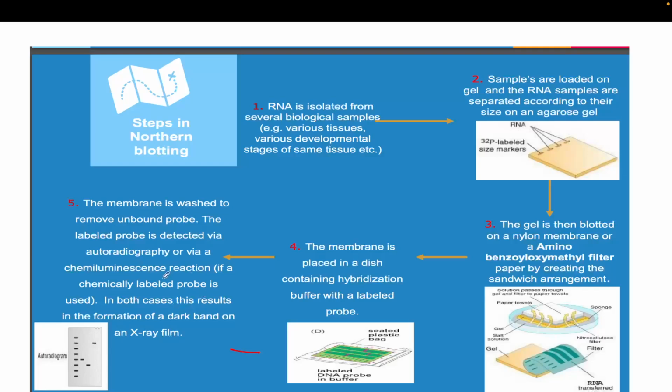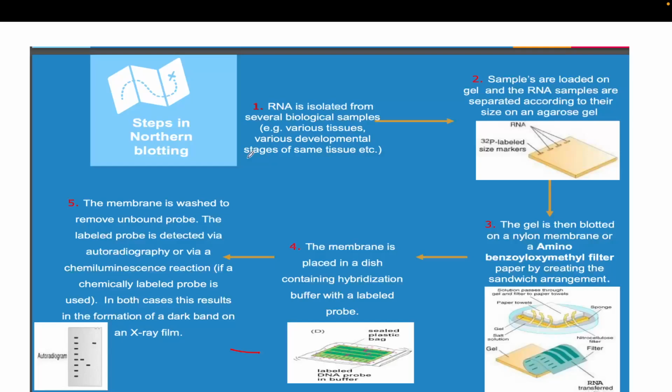The overall procedure is the same in both cases. Just the initial procedure is a little different. In the case of DNA, it is a very big genome, so you have to digest it into small pieces, and because it is double stranded, you have to denature it. But RNA is a small molecule, so there is no need for restriction digestion or denaturation, because it is already single stranded.